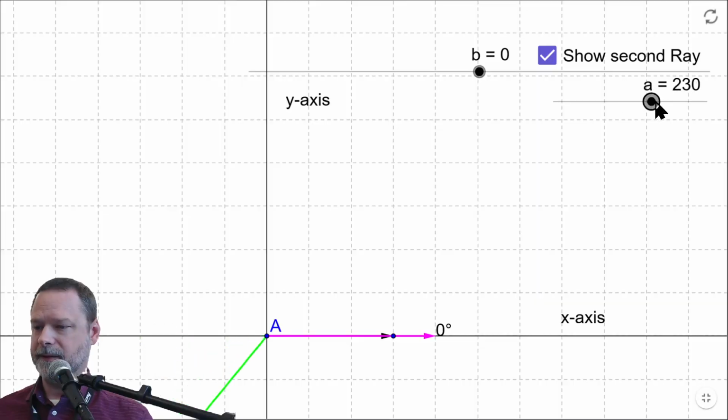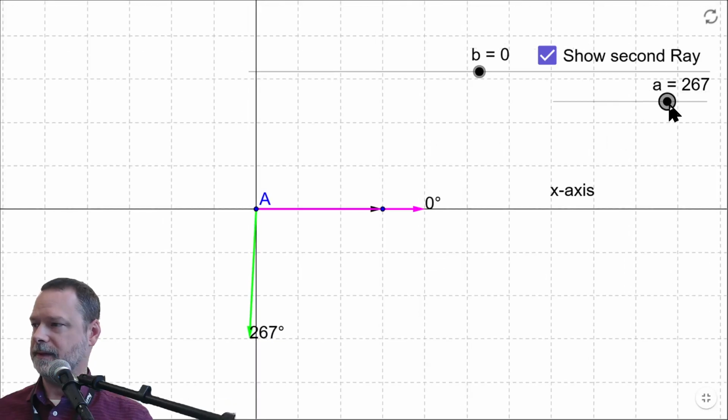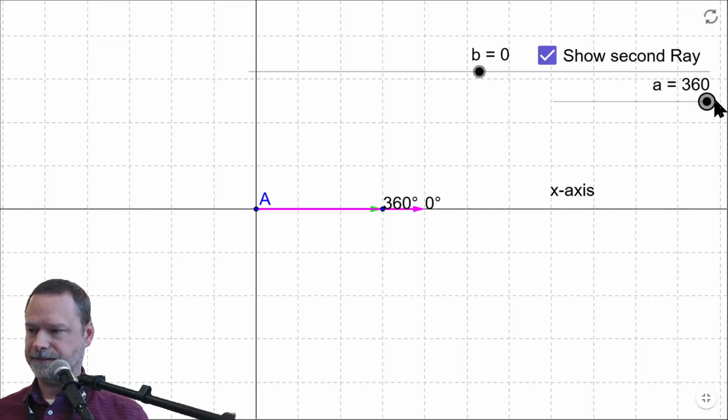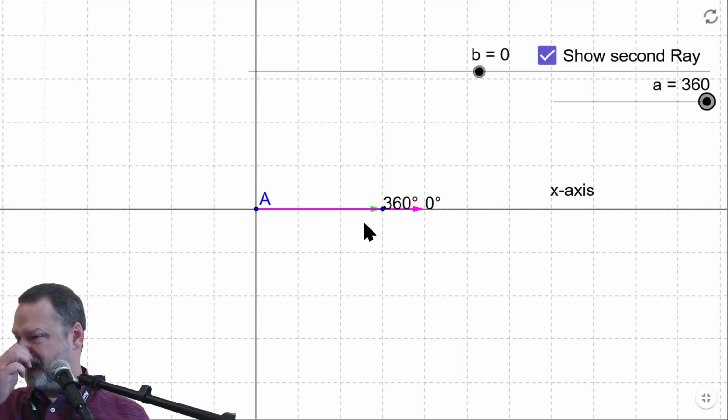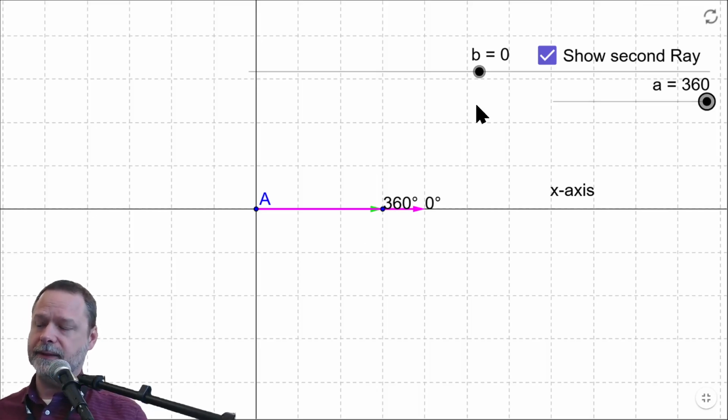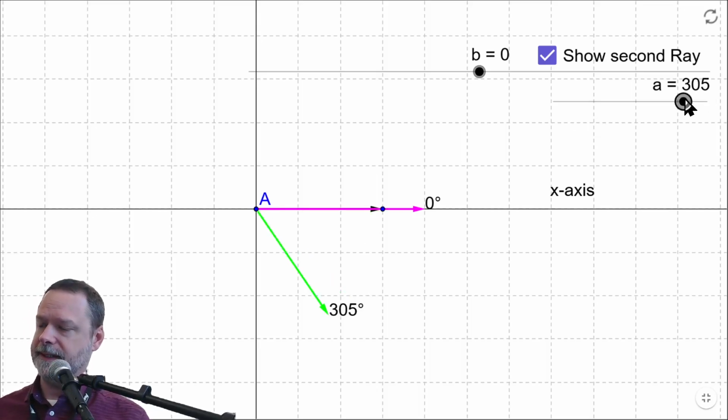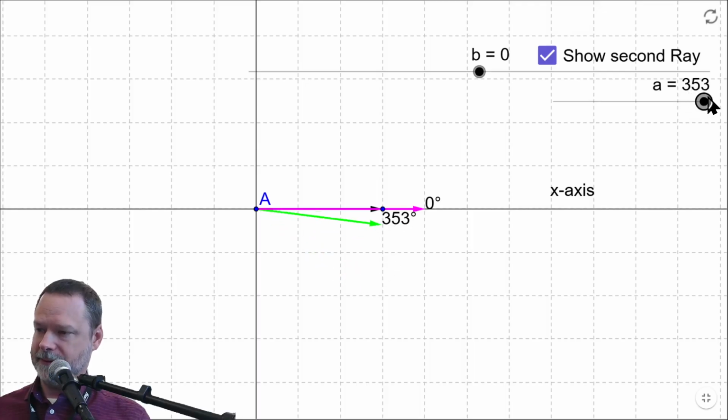And then 270. See if we can move that around a little bit. And then we'd have all the way around 360. We're back to where we started. It's not 0, but it'd be 360 because it's going all the way around once. But our ray ends up in the same place. And that's an important thing to realize. Our rays end up in the same place as 0.